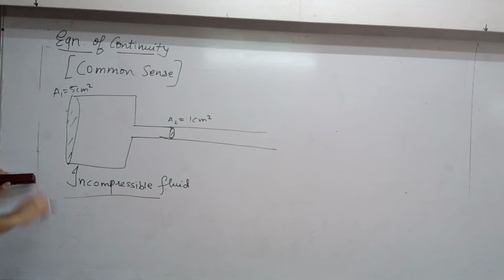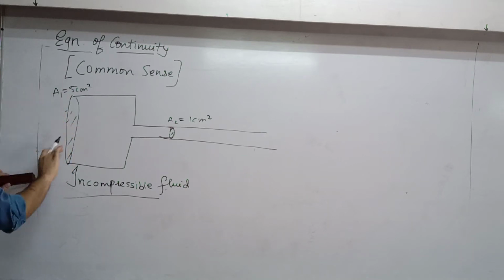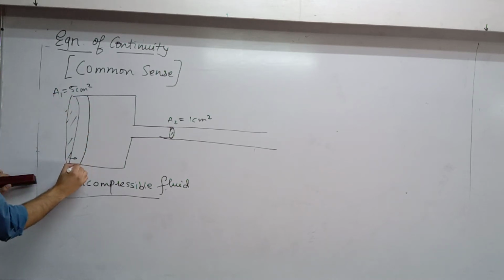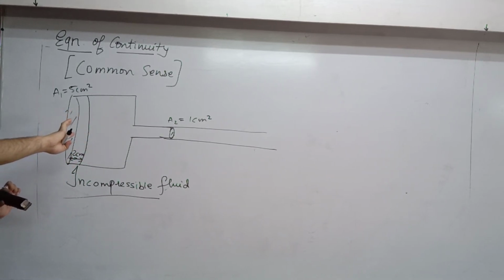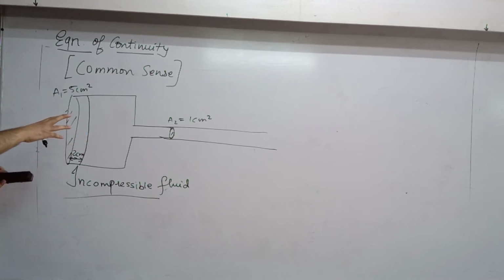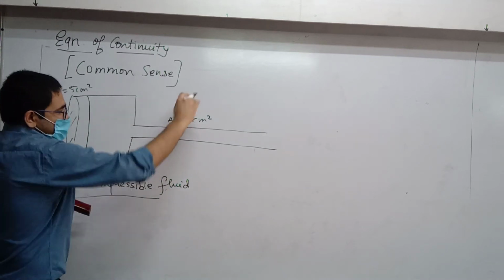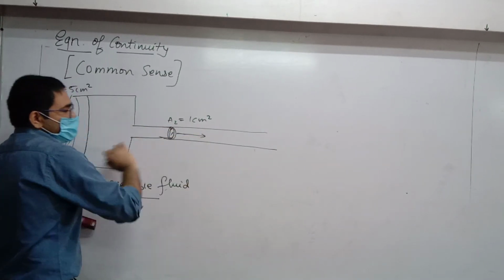Now think about this carefully. Let's say it's filled till here, and suppose here there is a piston, and we move it inwards by, for example, 2 centimeters. Do you realize that from this 2 centimeters, the fluid will have to go away? Because the piston will come here, so the fluid has to move. If this moves 2 centimeters, the question is how much will this move towards the right side?